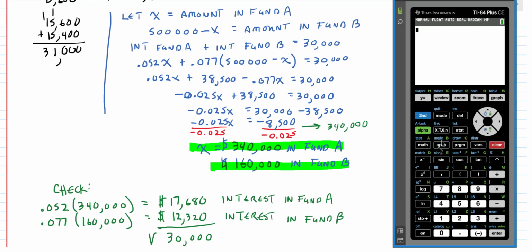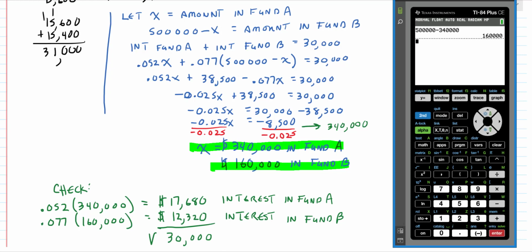Now what I do is take 500,000 minus the 340,000, and that gives me the rest of your money. That's how you get what's in Fund B.